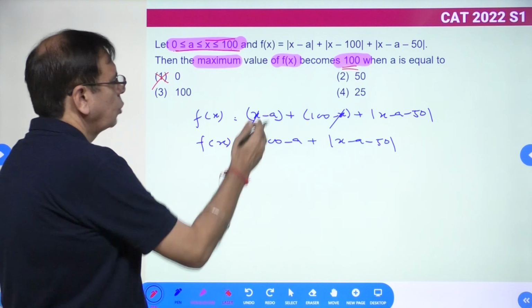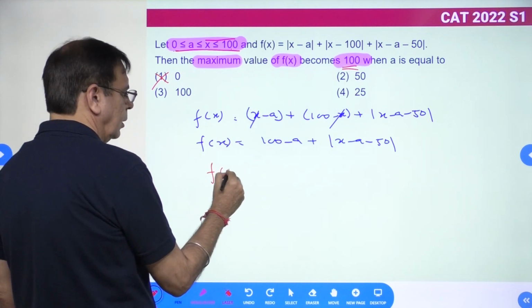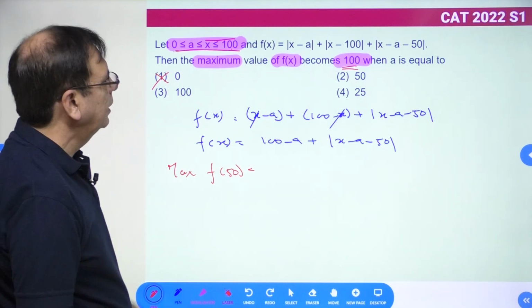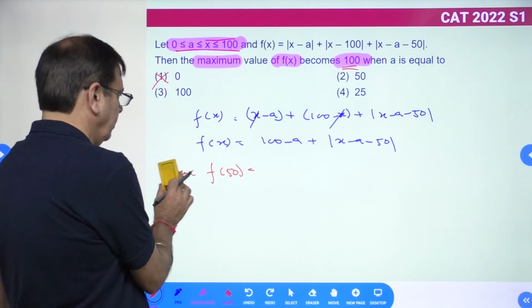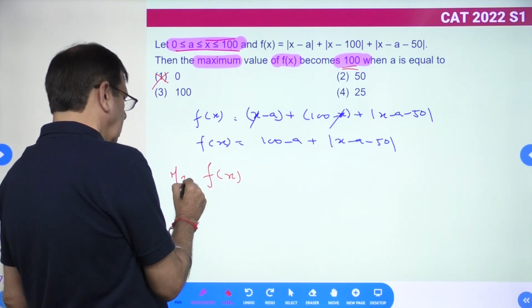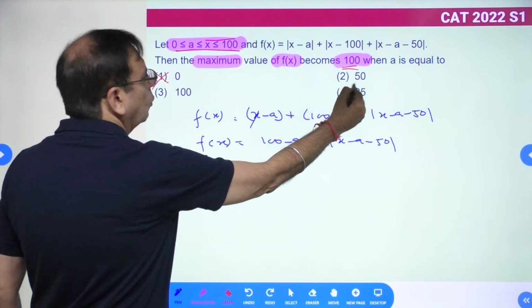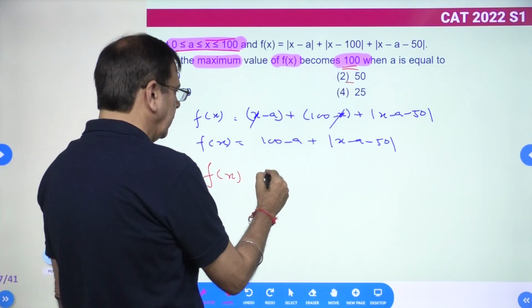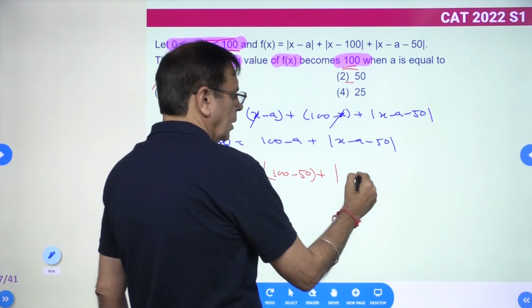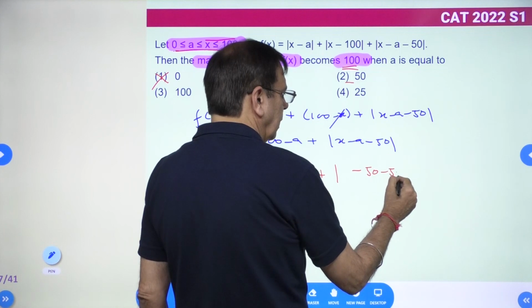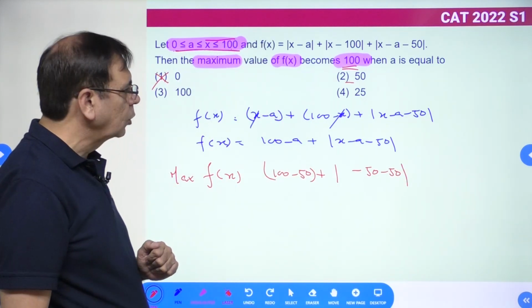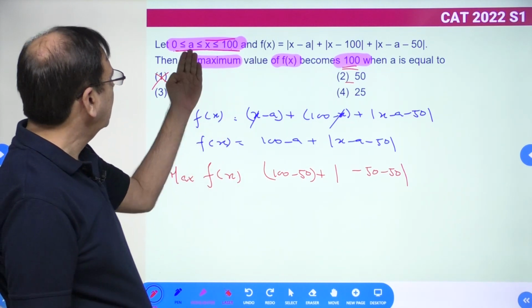A equal to 50. Choice 2. Again, we want the maximum value of fx. At A equal to 50, this becomes 100 minus 50 plus minus 50 minus 50. I call this minus 100. If I have to find the maximum value, what will I have to do? Can I take A equal to 100?